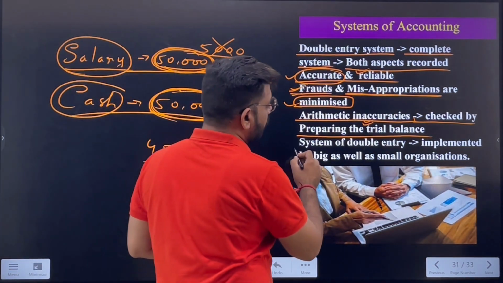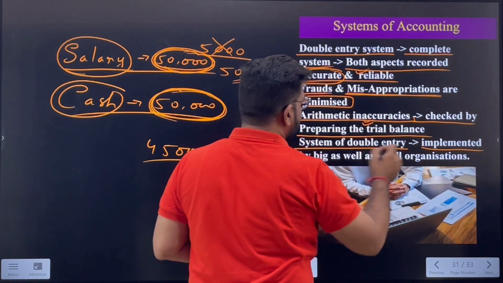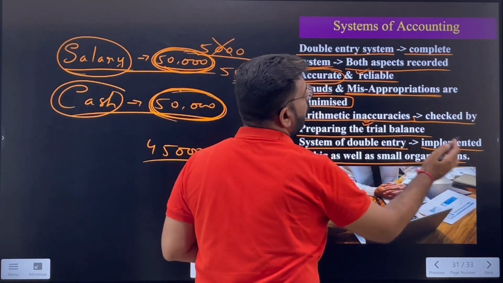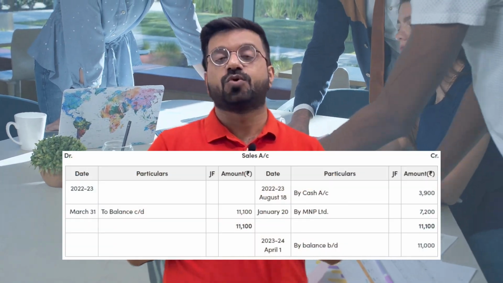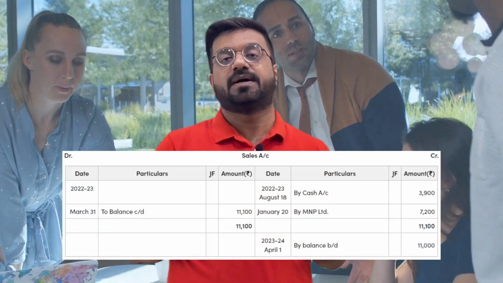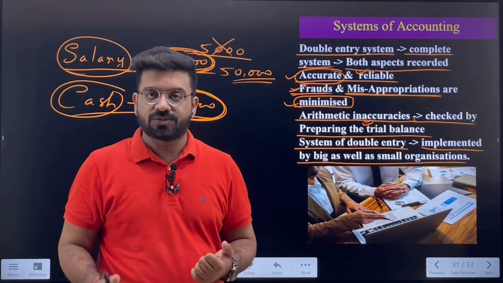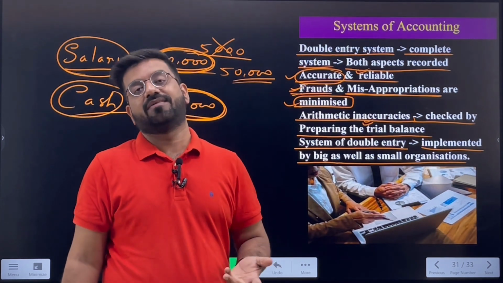Next, the system of double entry can be implemented by big as well as small organizations. Obviously, big organizations have to mandatorily follow the double entry system. Small organizations can have both. They can use single entry as well as double entry. But it is recommended to use the double entry system only, so that mishappenings, misappropriations and frauds can be detected and minimized. So these were the advantages of the double entry system.